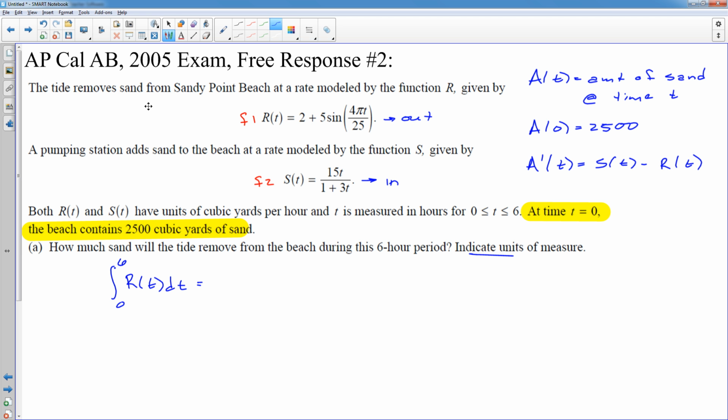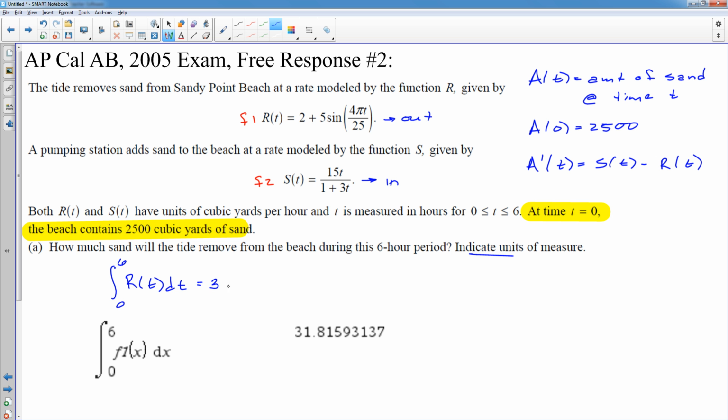Just remember that even though it is a calculator problem and you could throw this in the calculator and get your answer with no work shown, the setup is usually worth just as much, if not more, than the actual answer. So always make sure you write your integral complete with the dt. You can't forget that part. And there's your answer when you throw it in the calculator.